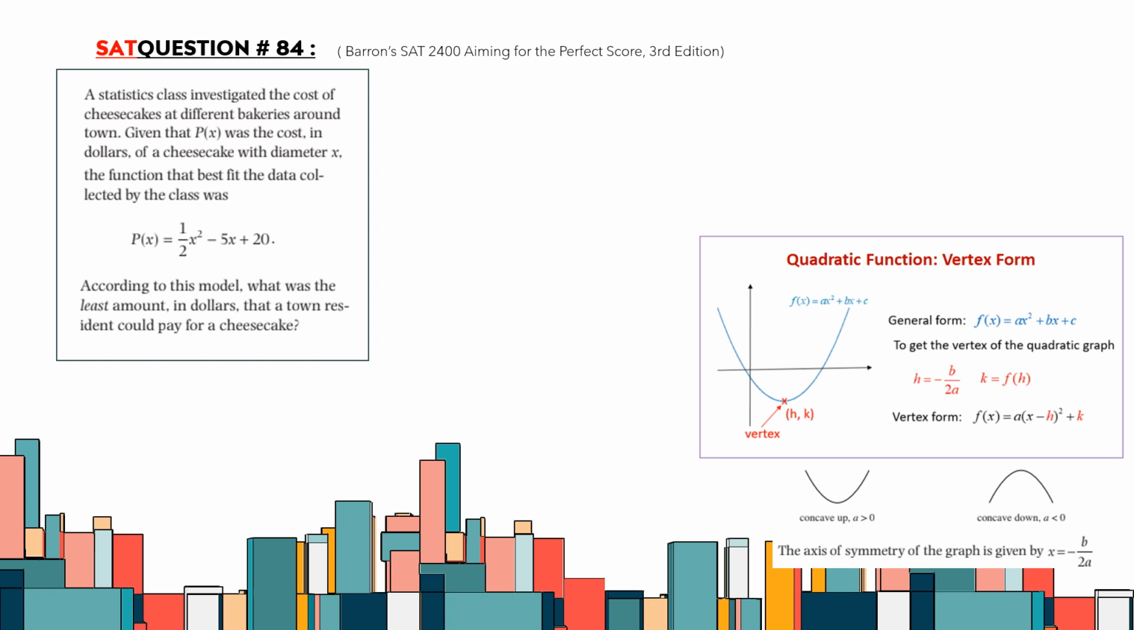A statistics class investigated the cost of cheesecakes at different bakeries around town. Given that P of X was the cost in dollars of a cheesecake with diameter X, the function that best fit the data collected by the class was P of X equals 1/2 x squared minus 5x plus 20. According to this model, what was the least amount in dollars that a town resident could pay for a cheesecake?